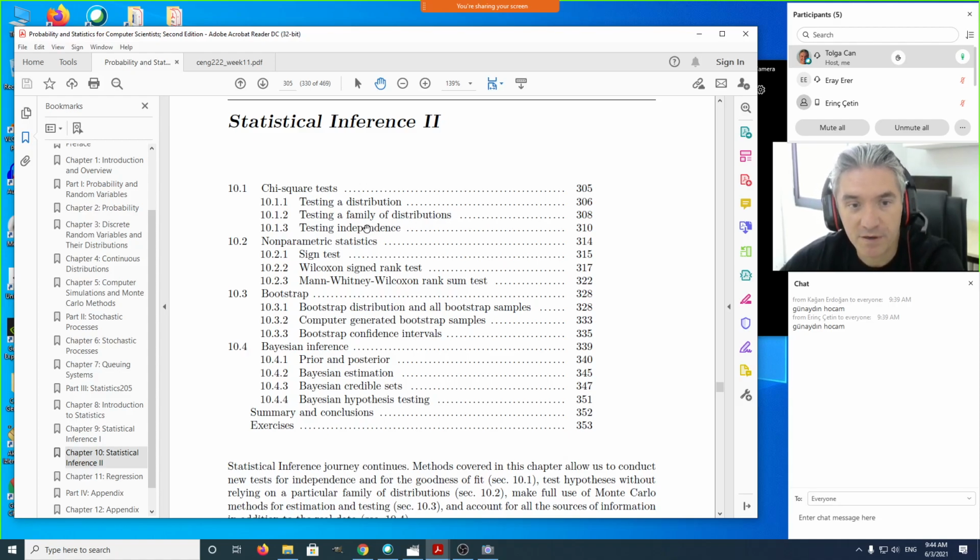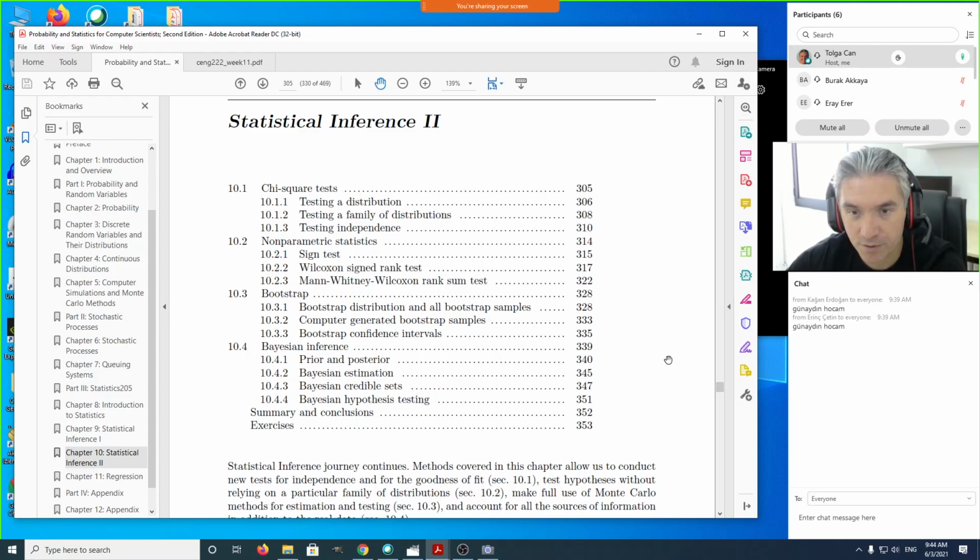So when we are testing against a family of distributions, we first estimate the parameters by using maximum likelihood. Then, just like we did in the first part, testing against a specific distribution, we do the exact same test. The only difference is that because we estimate these additional parameters, this decreases the degrees of freedom we have in chi-square tests.